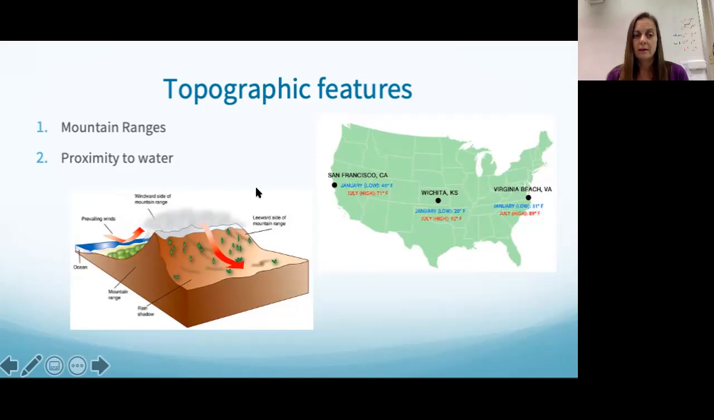There is a rain shadow effect in lots of places. It's not just on the Pacific coast. It's not quite as pronounced on the East Coast, but it does exist in some areas. Okay, so that's how geography and climate are related.